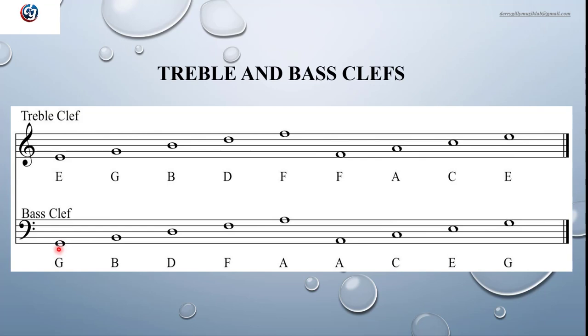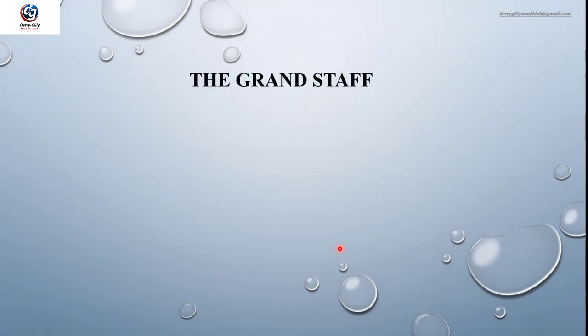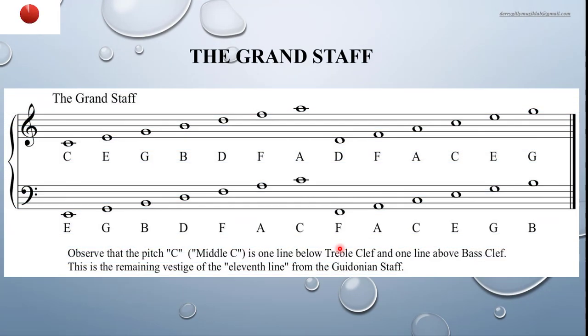So you could see that this is G, B, D, F, and A. And when it comes to the spaces, we have A, C, E, and then what? G. So these were the naming systems that were used after the separation from the Gideonian chant. And these two staves are combined into a system called the grand staff. In notation, we call complete lines of music a system, and this reflects its origins from the Gideonian staff.